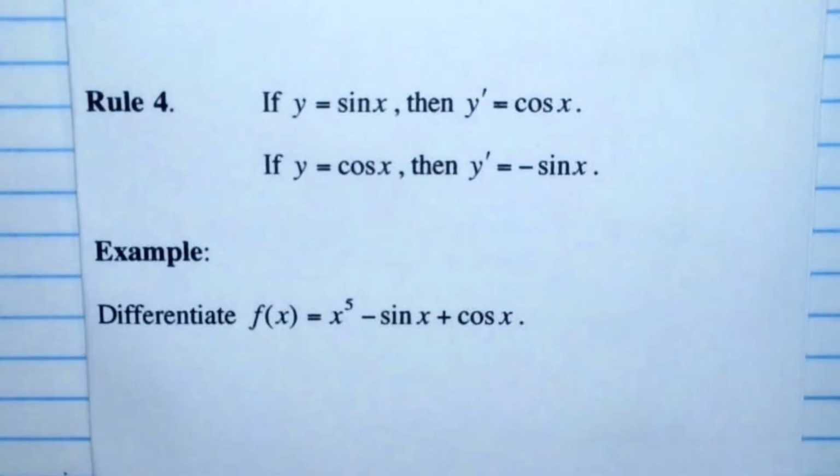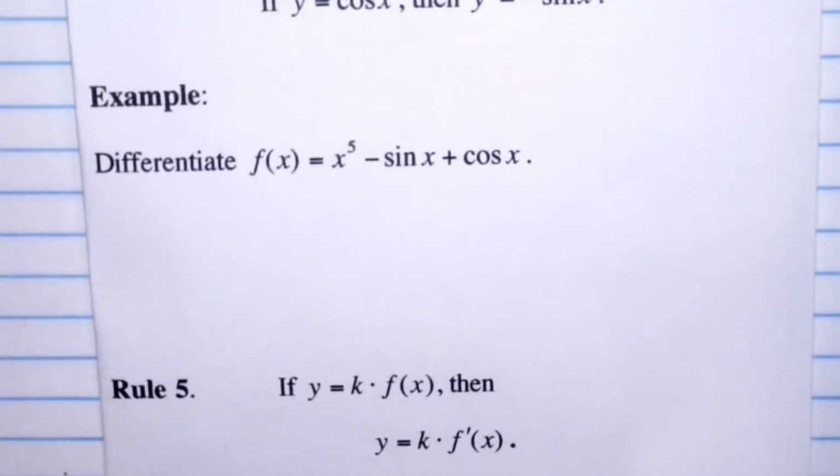Rule number 4. If y equals sine x, then y prime equals cosine x. Pretty easy to remember. If y equals cosine x, then y prime equals negative sine of x. That's a little bit less easy to remember. So let's combine rule 4 with some other rules and see what happens here.